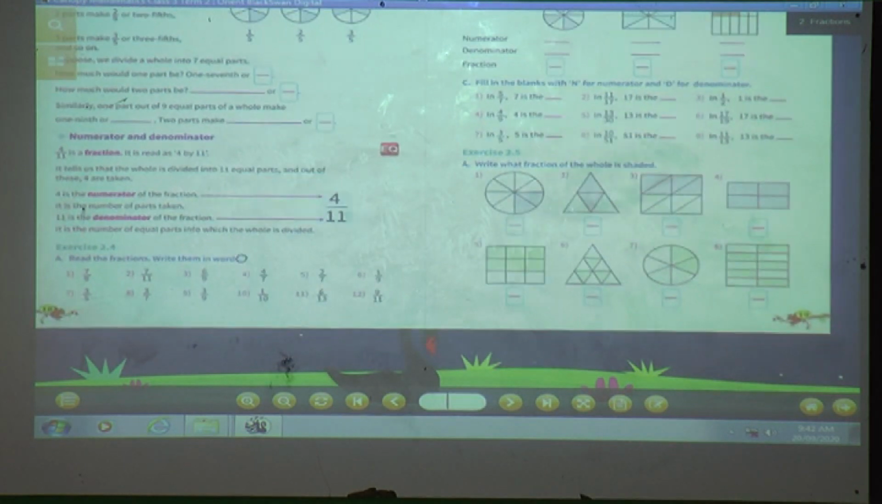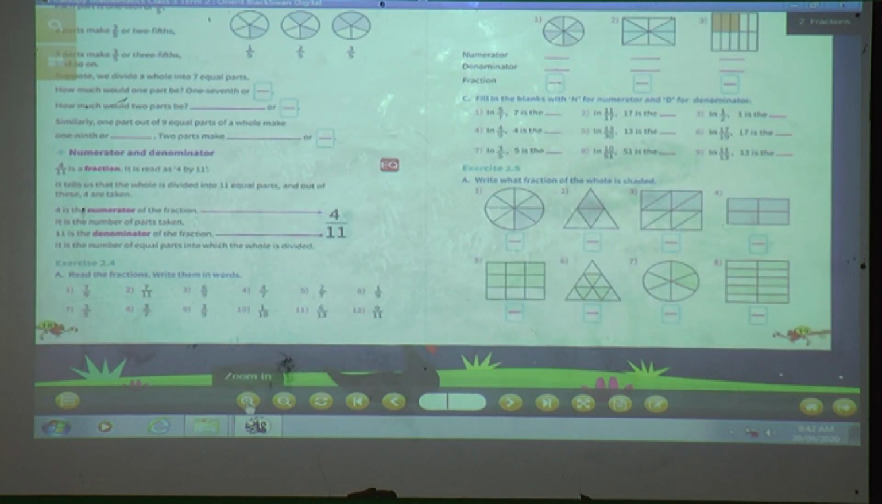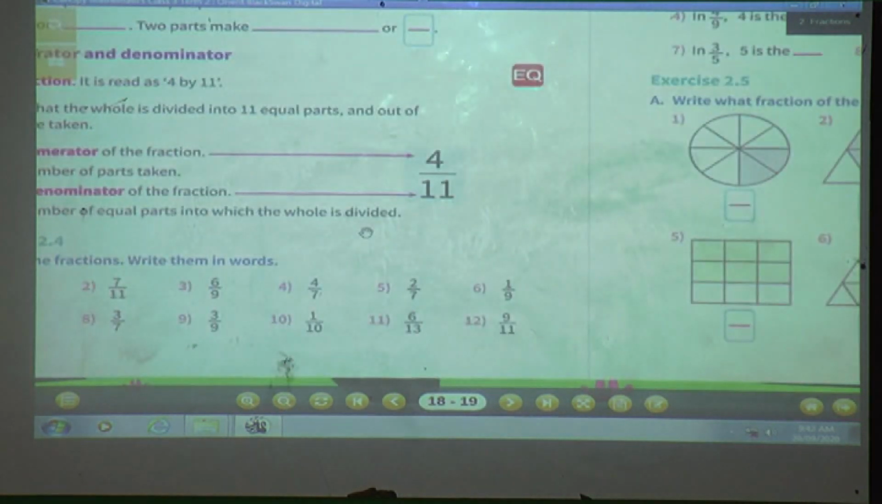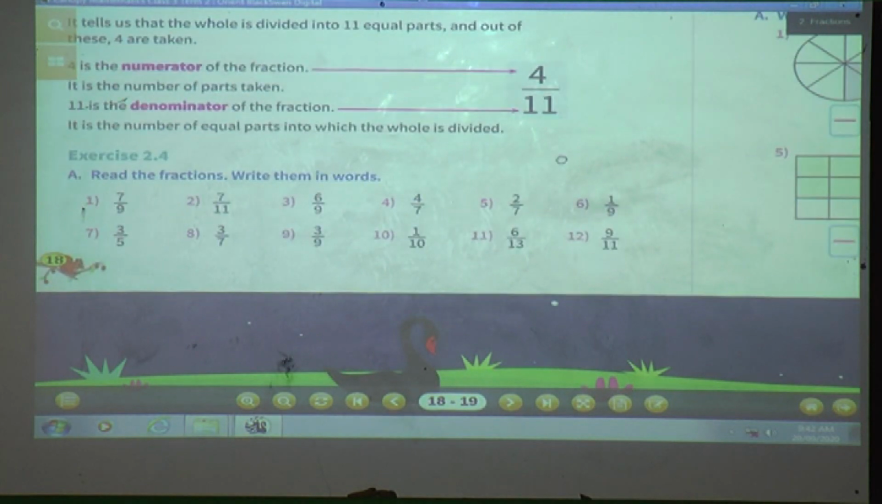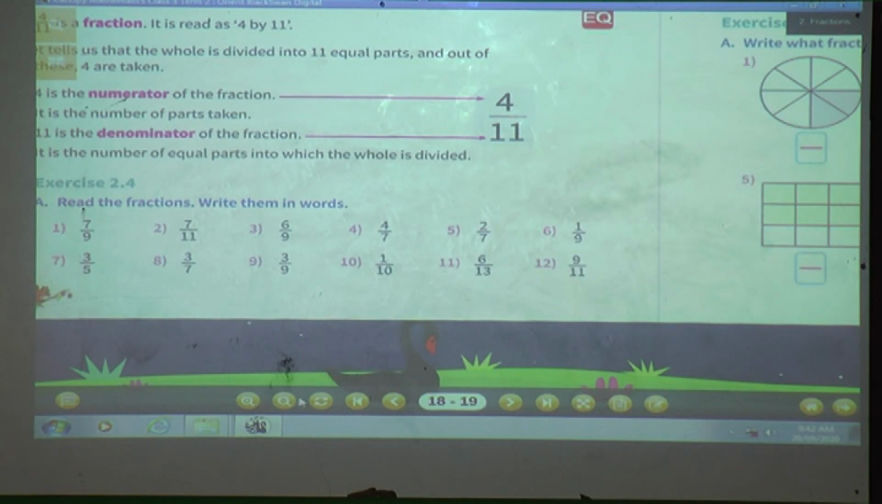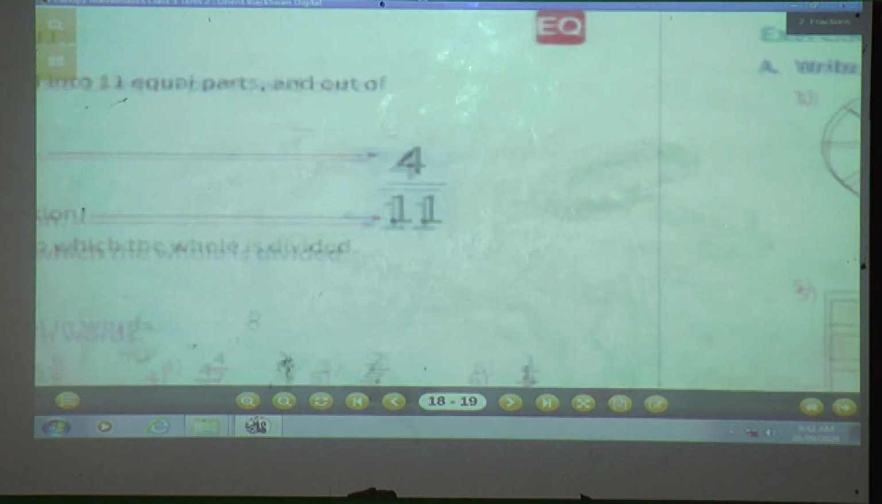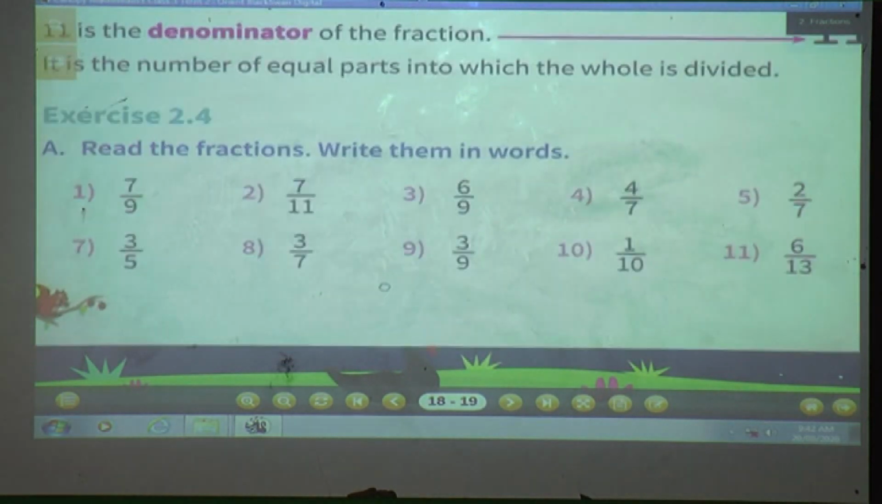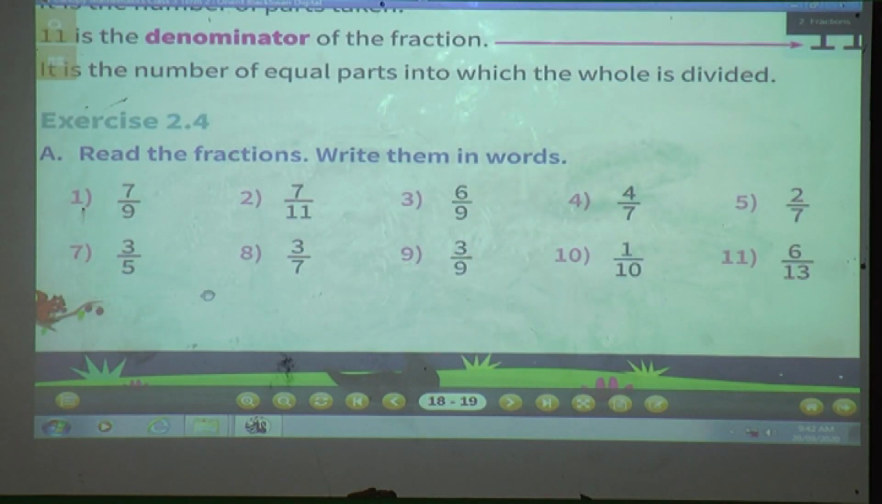Now let us solve exercise 2.4. You have to keep your textbook in front of you. Here I will tell you all the sums one by one. Okay, first question, read the fractions and write them in words. See here they have given us some fractions, and we have to write that fraction in words. Now see the first one here.